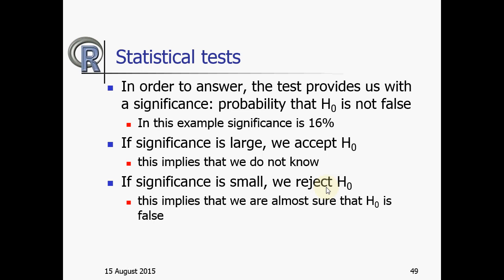When you accept, it means that your data are not able to tell you anything. So please don't conclude we accept H0 and therefore the average age of the population is 35. No, statisticians say, and therefore we cannot reject that the average age of the population is 35. Well, we cannot deny that the average age of the population is 35, but we're not sure. It may be 35.2, for example.